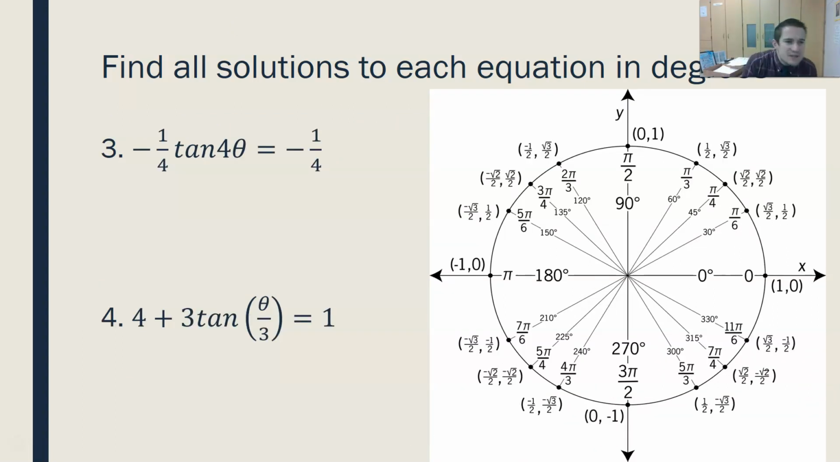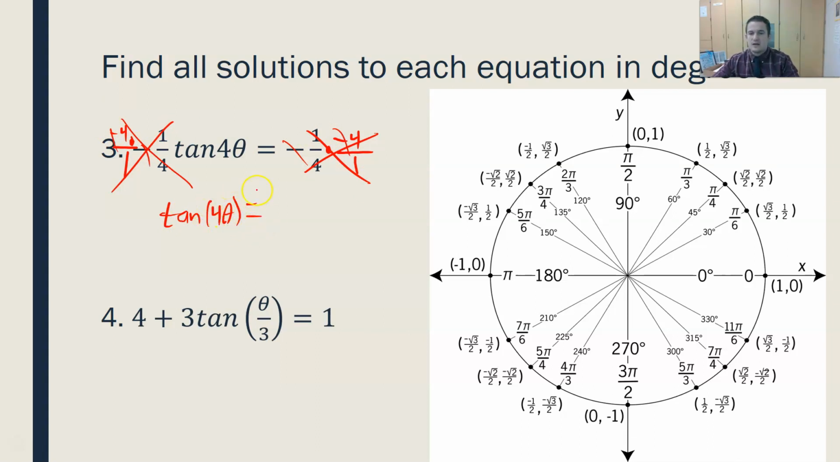Okay, now let's mix it up just a little bit. I'm finding all solutions to each equation in degrees. So for example, here I have negative 1/4 times the tangent of 4 theta equals negative 1/4. Well, how do I undo multiplying by negative 1/4? Some of us are tempted to divide by negative 1/4, which is technically correct, but I'm going to multiply by negative 4 over 1, because those will cancel. Over here, I'm going to multiply by negative 4 over 1. I just flipped the fraction upside down. The negatives cancel too. So I end up with tangent of 4 theta equals 1.